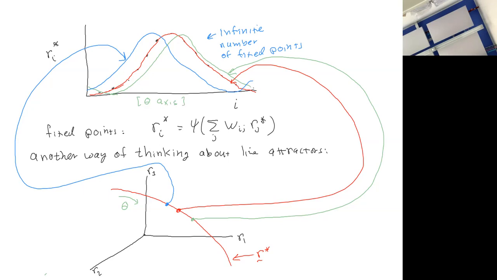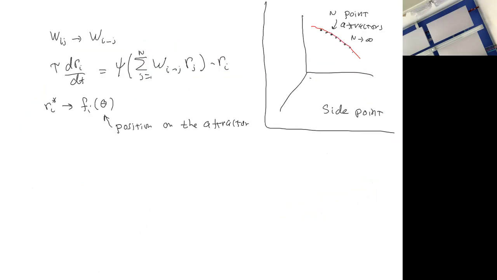Theta now corresponds, in this picture, to a point on the line attractor. In this picture, theta corresponds to the position of the peak of the hill. So this would be small theta, and that's that point. This would be bigger theta, that's that point. And this would be bigger theta, that's this point. Okay. So conceptually, this is all reasonably straightforward.